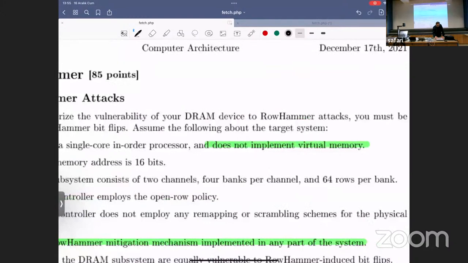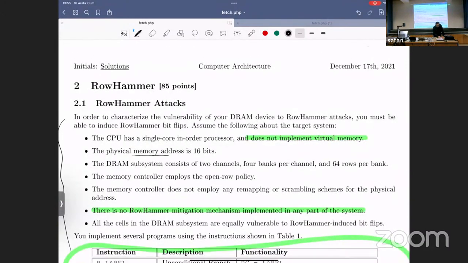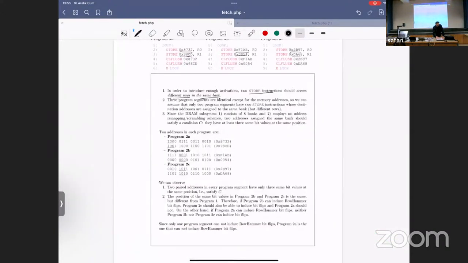So in the question, it says your physical memory address is 16 bits and you have two channels, four banks per channel and 64 rows per bank. Since you have two channels and four banks per channel, you can identify a bank using three bits, right? Like 1 bit for the channel and 2 bits for the banks. So you will look at 3 bits in total and then it will give you the bank ID basically.